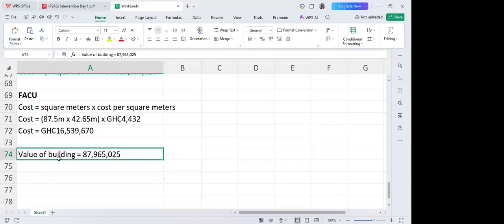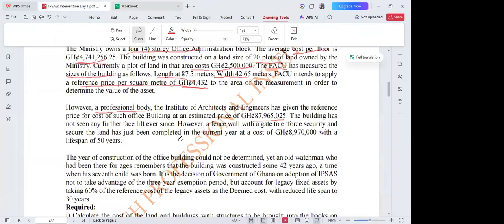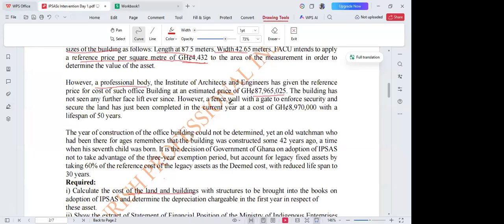That will be the value of our building in this case. But the question made an interesting statement getting to the end. If not for that, that would have been the value we'd have used. Get to the last sentence: if you account for the legacy fixed asset, which the building is considered as, by taking 60% of the reference cost as the deemed cost.